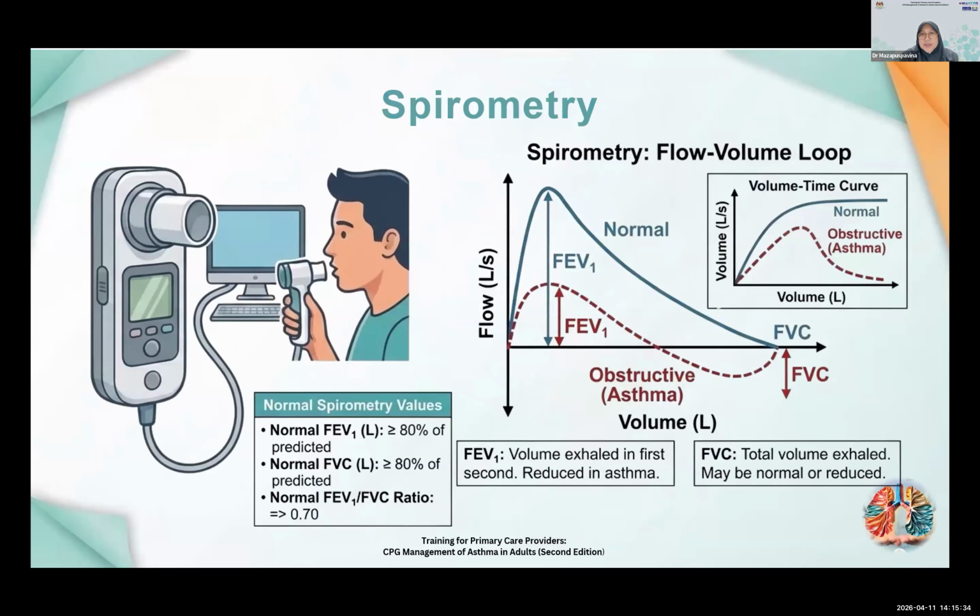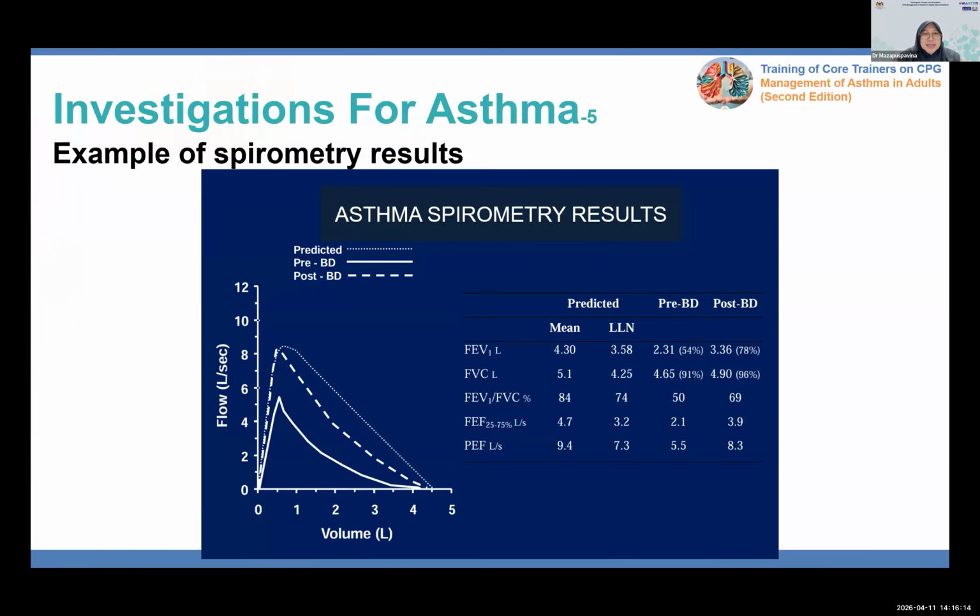This is an example of a spirometry graph. Okay, so normal spirometry FEV1 should be more than or equal to 80% predicted, and normal FVC should be more than or equal to 80% predicted. And the normal ratio of FEV1 over FVC should be more than or equal to 0.7. If you look at the blue line, it's normal, where we have a sharp rise of the graph and then a nice loop. As compared to when the patient is obstructive, there is a lower liter per second if the patient has obstructive asthma. So that's an example. Okay, this is another example.